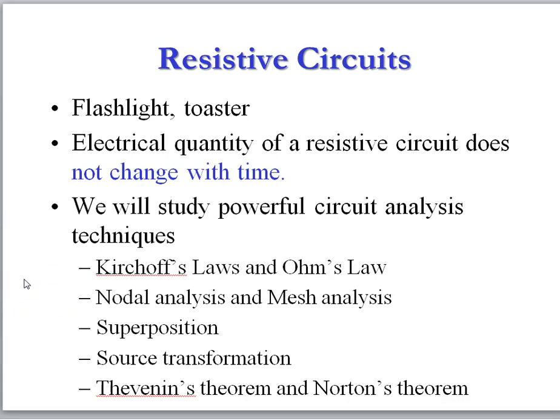A toaster is a resistive circuit. The quantities in resistive circuits do not change with time. When we talk about quantities, we're going to be talking about voltage and current and power. We'll introduce those shortly. So the circuit analysis techniques that we'll use, we'll start out looking at just Kirchhoff's laws and Ohm's laws. Those are the basis to all circuit analysis, and then we'll put on top of them techniques and methodologies of nodal and mesh analysis, superposition, source transformation, and Thevenin and Norton theorems.